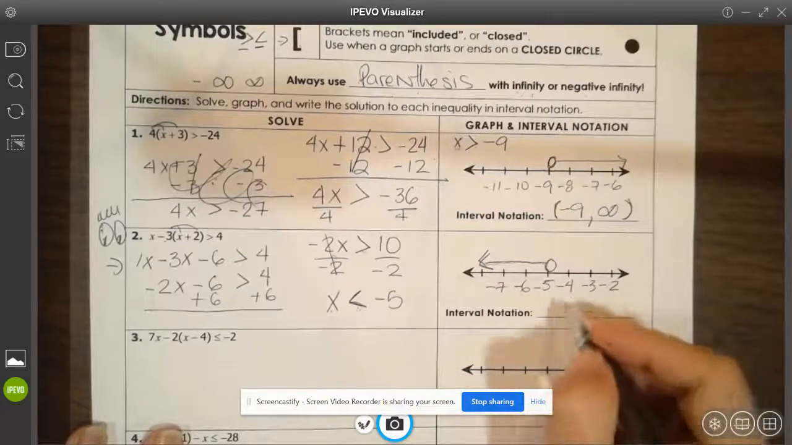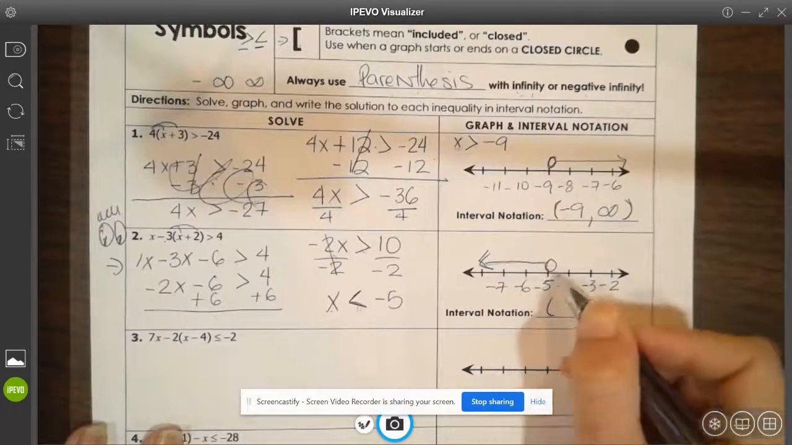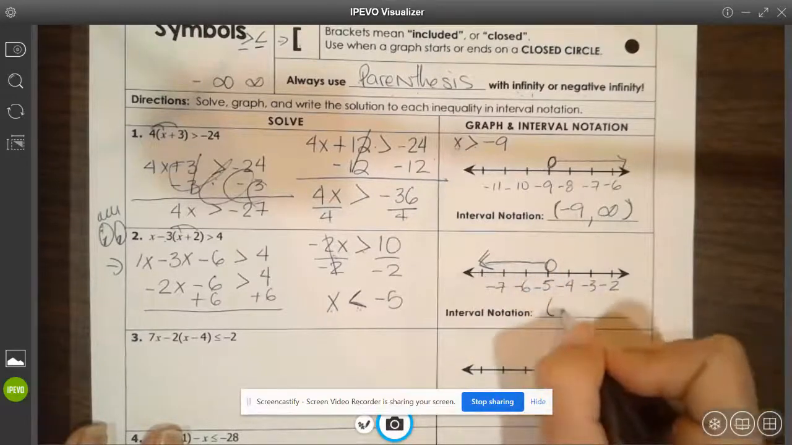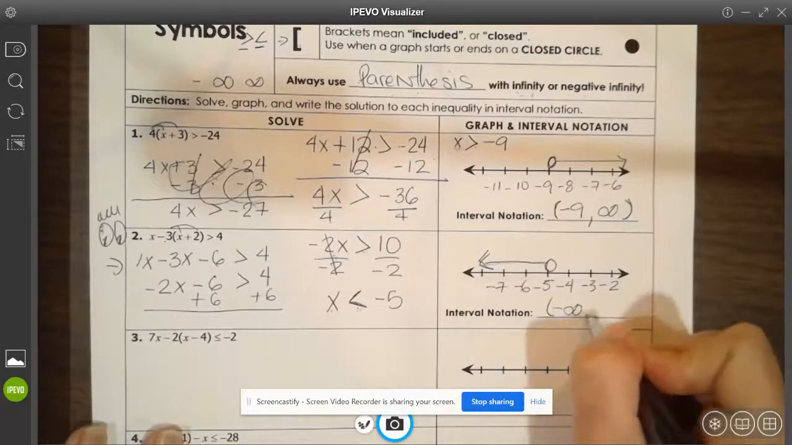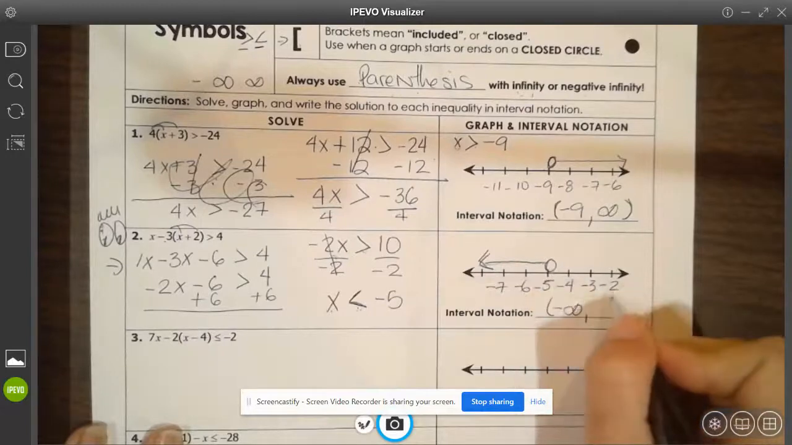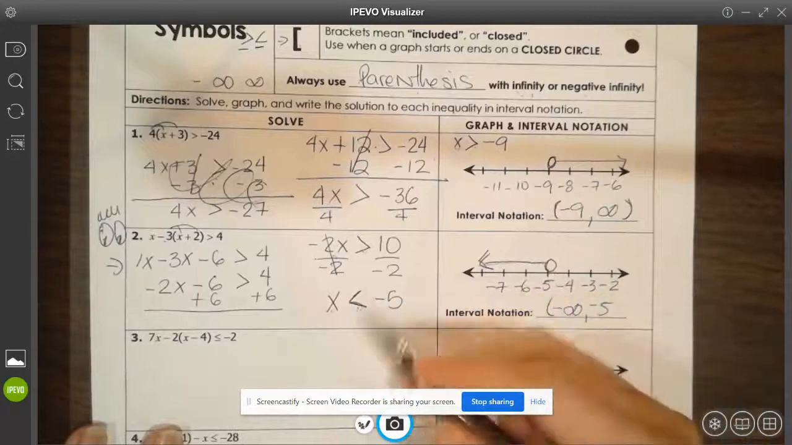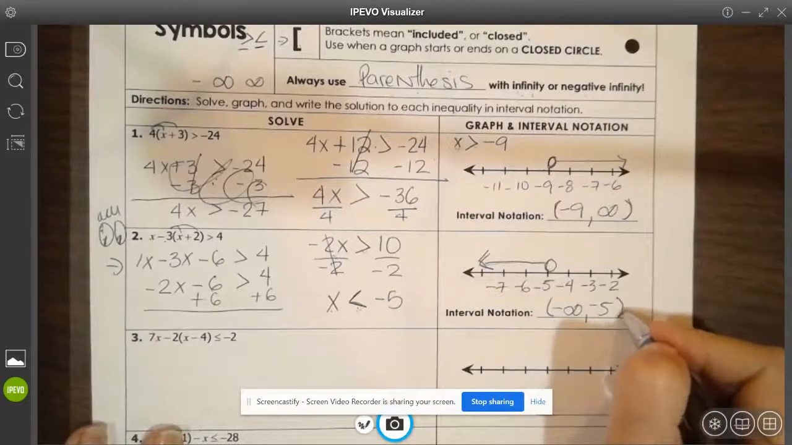So my interval notation would be, well, since it's going to the negative side, to the left side of my number line, negative infinity. And then my highest number it gets to is negative 5. And then because it's an open circle, because it doesn't have an equal sign, we use parentheses.